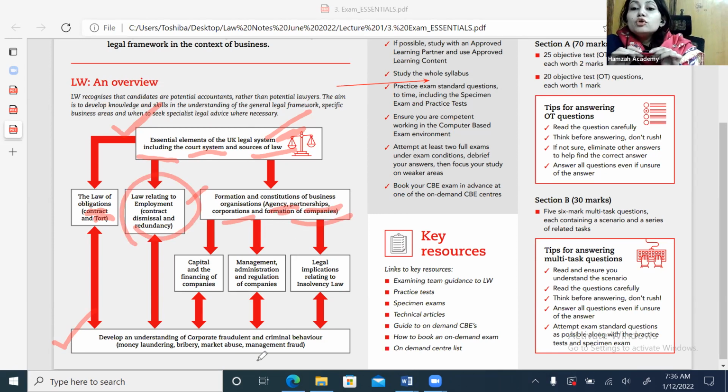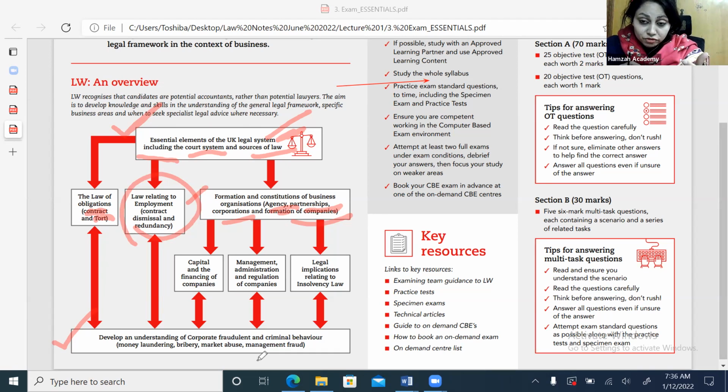This area will give you the legal framework for how a business will be formed. A sole proprietor, agency relationship. What is the agency relationship? If someone is working on your behalf, then he is your agent.